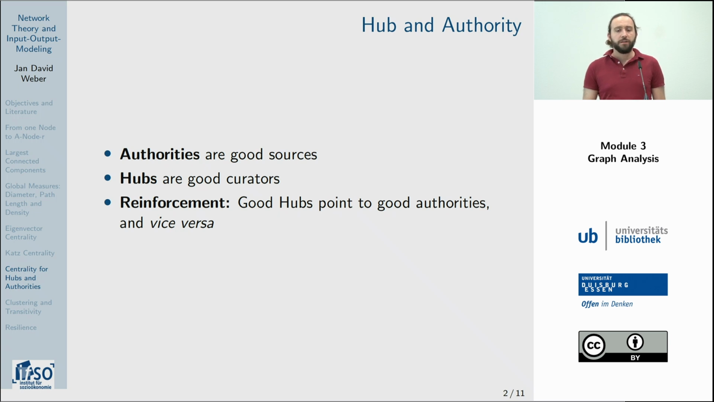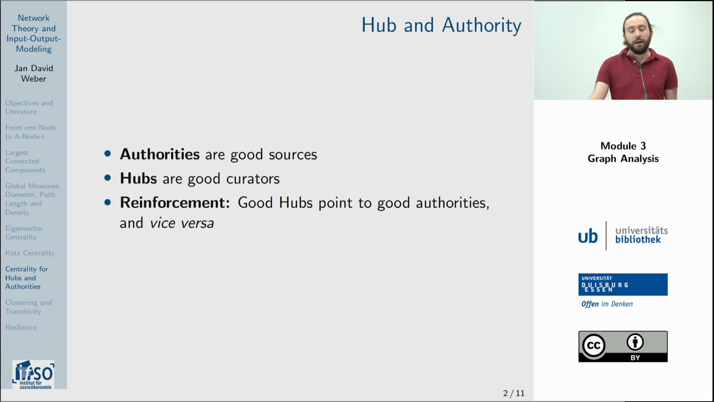Authorities are really good sources in the graph, and hubs are good curators. And in an ideal graph, not mathematically ideal, but in a functioning graph, that's probably a better word, good hubs point to good authorities and vice versa, so that those are connected to each other.